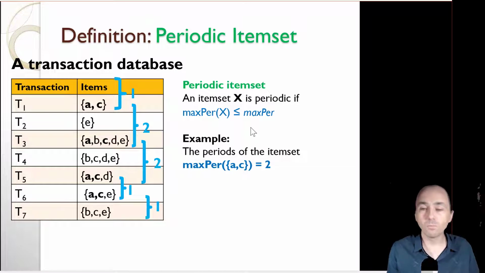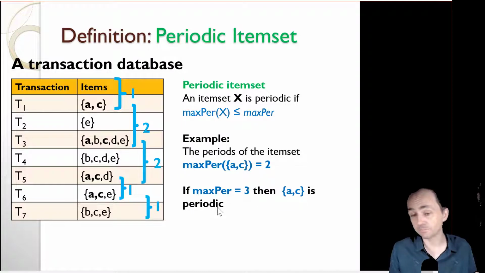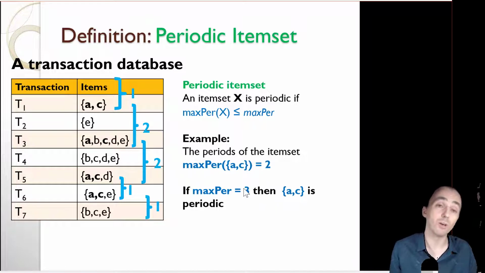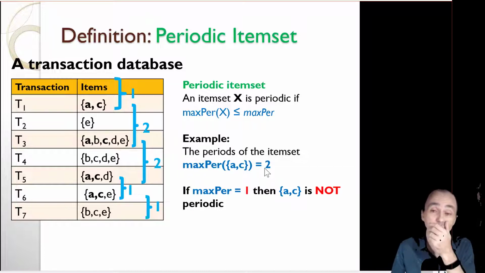Briefly, we found that the maximum periodicity of AC is 2. Now, let's say we want to find the periodic patterns that have a maximum of 3. So AC will be periodic because 2 is smaller than 3. Another case, let's say we change this. We want to find the patterns that have a maximum periodicity of 1. Then AC is not periodic because 2 is greater than 1.